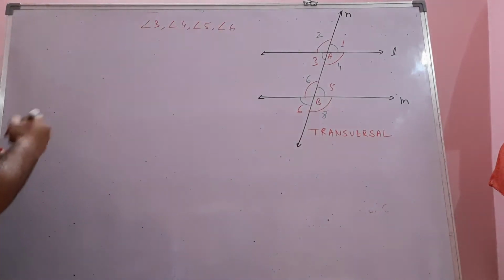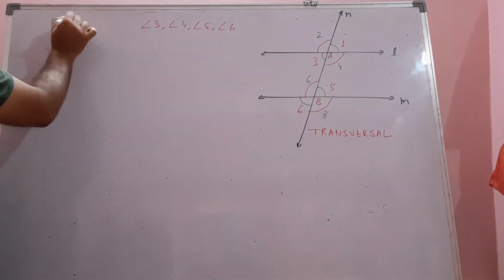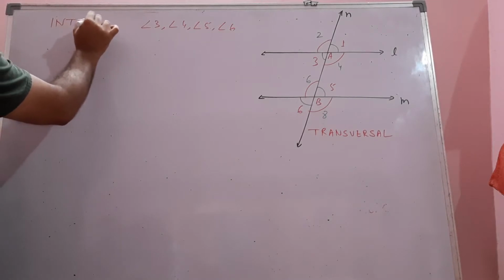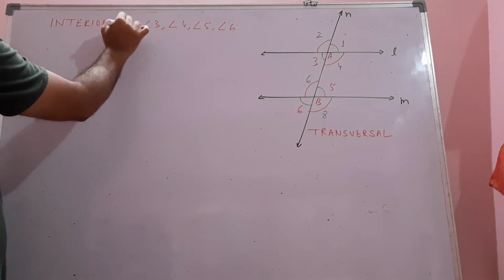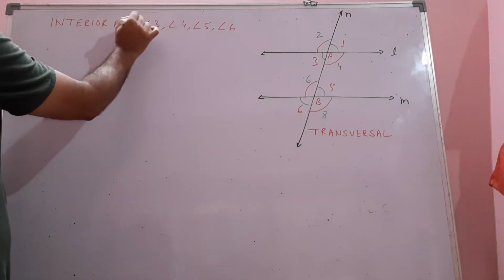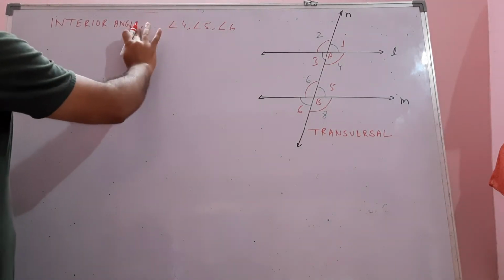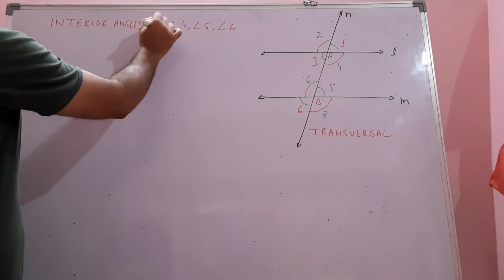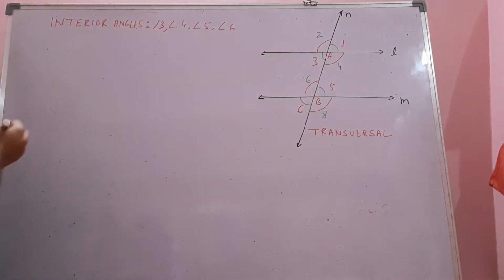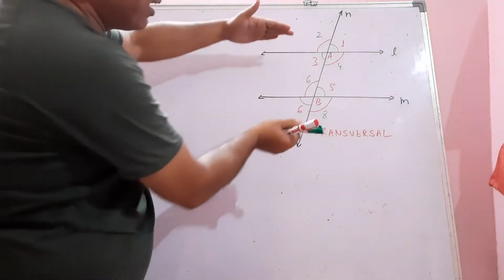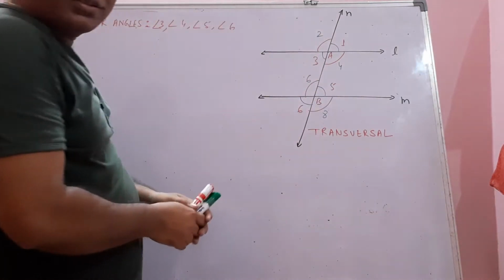These angles are called interior angles. Okay, which are the interior angles? Interior angles are angle 3, angle 4, angle 5, angle 6. Why interior? Because they are in between the two lines.